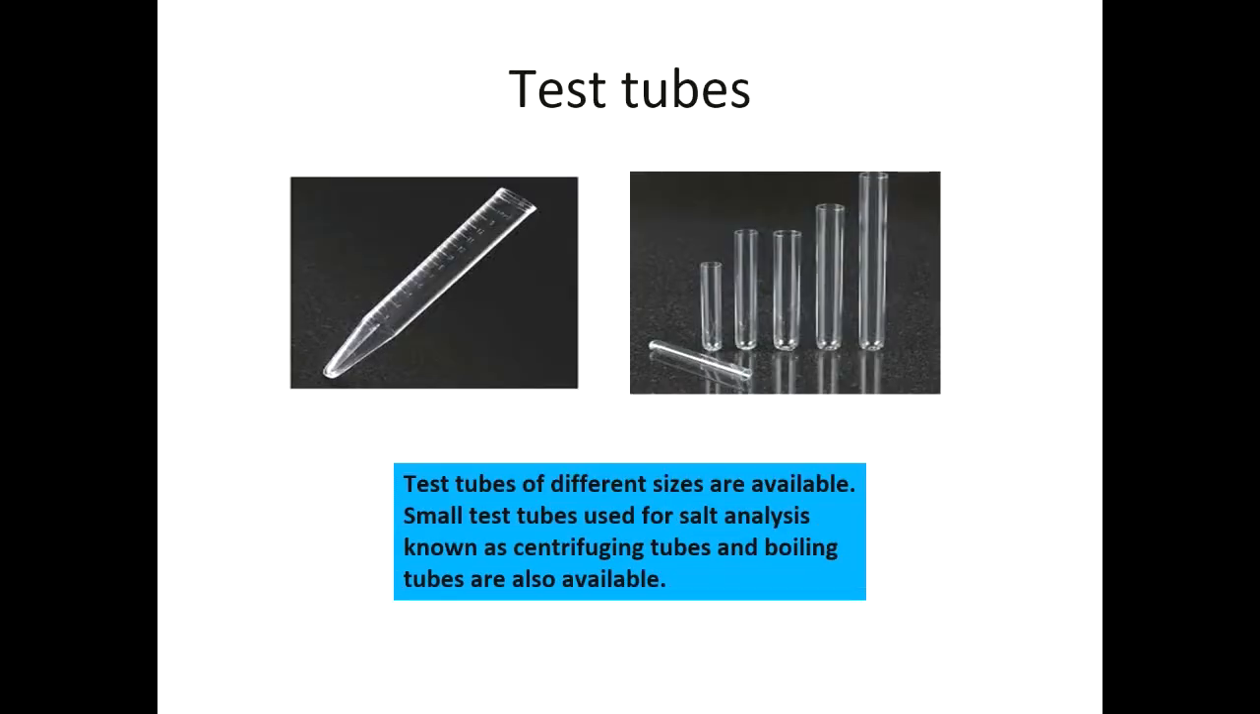Then next is test tubes. There are two types of test tubes, centrifuge and simple test tube. Different sizes are available. For the salt analysis, this is the centrifuge test tube, and this is the boiling tube, which is also available. In this practical, mostly this test tube is useful. This is also useful in the salt analysis.